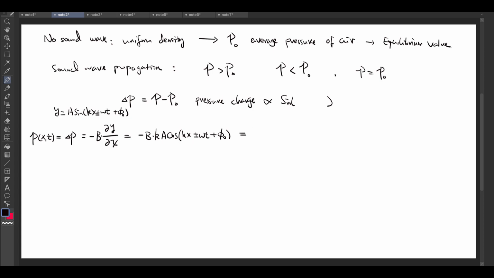Now let's do something here. Let's absorb this negative sign into the cosine function, and then let's also change the cosine to a sine function. Now if I do that, then I find this expression. So BkA becomes a sine function, cosine becomes a sine function, kx plus minus omega t minus pi over 2. Okay, so if I absorb that negative sign, then I get some additional factor here. Let's call this thing here phi naught. Then we have this expression. So the pressure as a function of position and time is given by BkA sine(kx plus minus omega t plus phi naught).